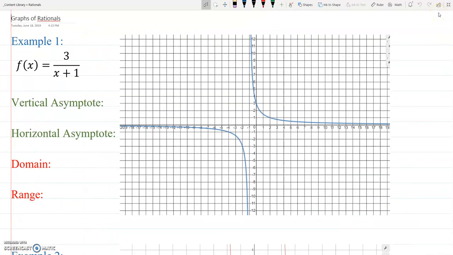Okay, rational. I've said this at the beginning of every video, but a rational is a fraction. Specifically, it's a fraction that has a polynomial on top and a polynomial on the bottom. So if you look at example 1, this is a basic one. The numerator is just a constant. That is a monomial. The denominator is a binomial. So this is a rational.